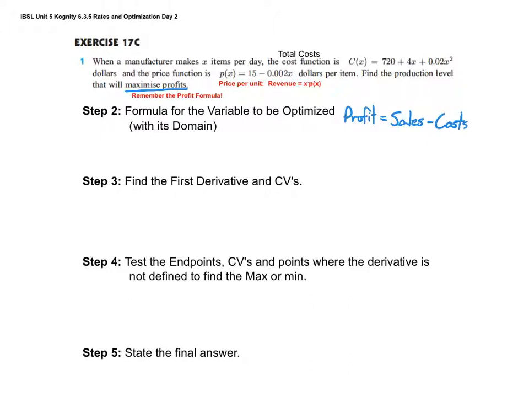Sales is going to be the number of items you sell times how much we're selling them for. Well, how much we're selling them for we were given right here as P of x. And if I'm selling all of them, we're going to assume we sell everything that we make here, so it would be x times that 15 minus 0.002x. That's our total sales.